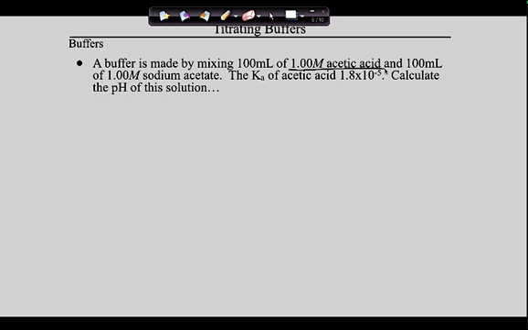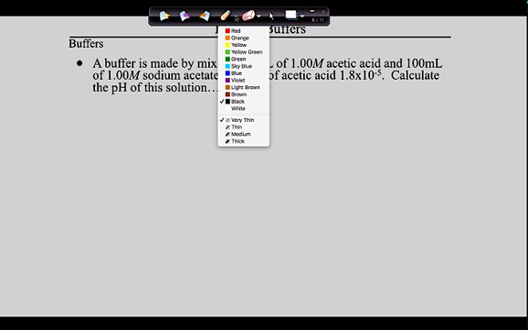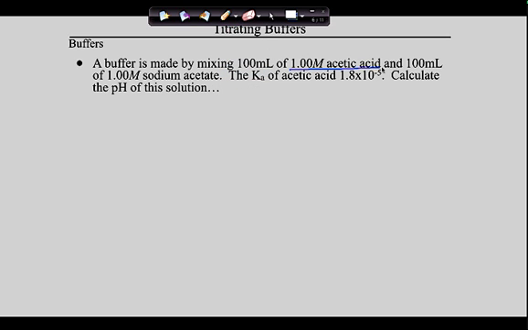How do I know it's 4.74? Well, the molarity of the acetic acid is right there. The molarity of the sodium acetate is right there. Because those molarities are equal, pH is equal to pKa. The Ka is 1.8 times 10 to the negative fifth. We already took the negative log of that. We already know it's 4.74. You guys okay with that?